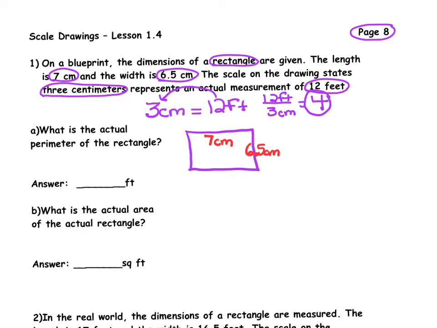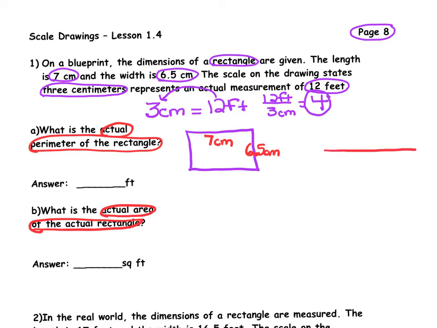In part A, it says, what is the actual perimeter of the rectangle? And in part B, what is the actual area of the rectangle? So let's start by converting those two dimensions, the length and the width, to actual dimensions.